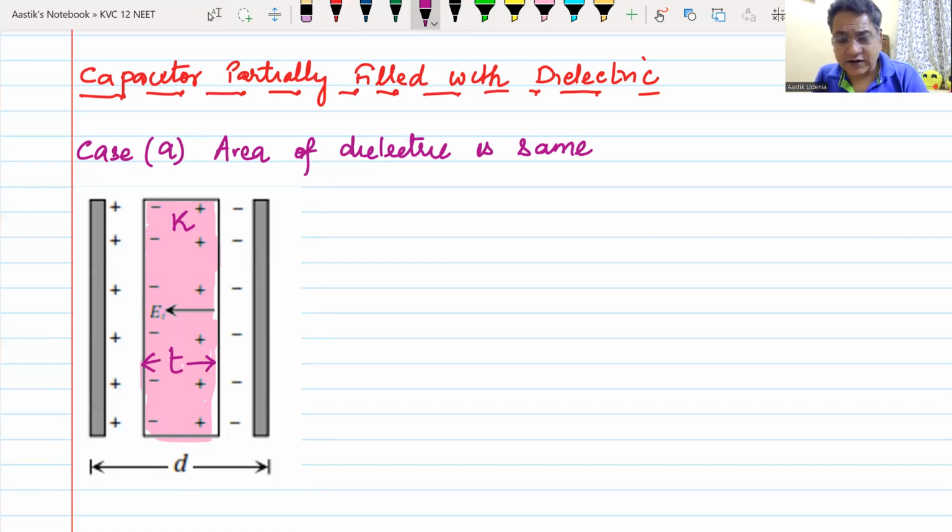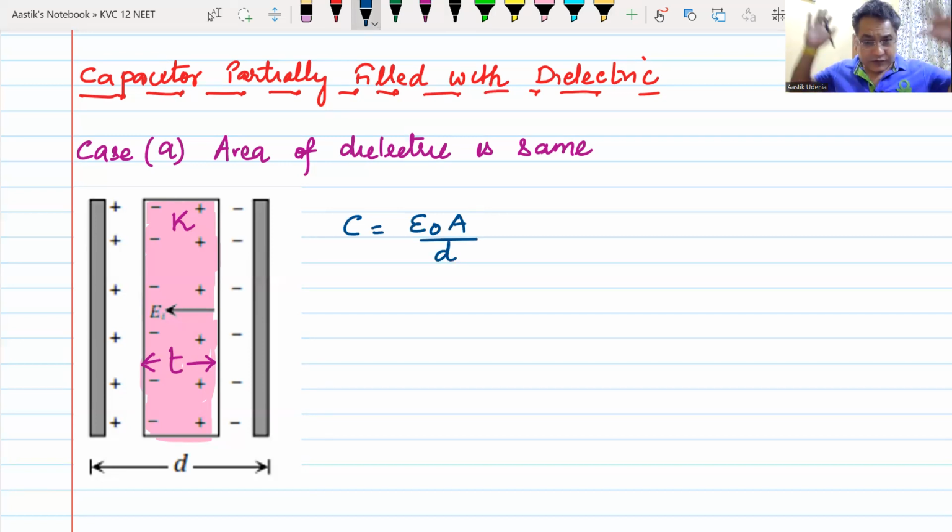Now, how does it affect the capacitance of the capacitor? That is what you will have to answer. If it is completely filled up, the capacitance will become K times, but here it is not completely filled up, it is partly filled up. So what are the things that you need to remember? The first, obviously, is the original capacitance. Original capacitance will be epsilon naught A by D.